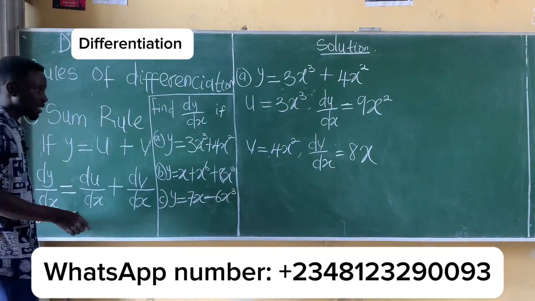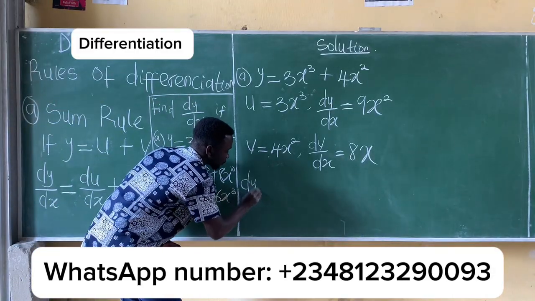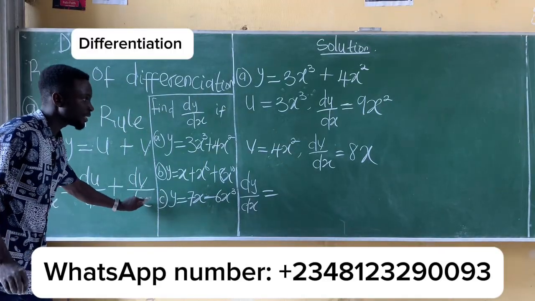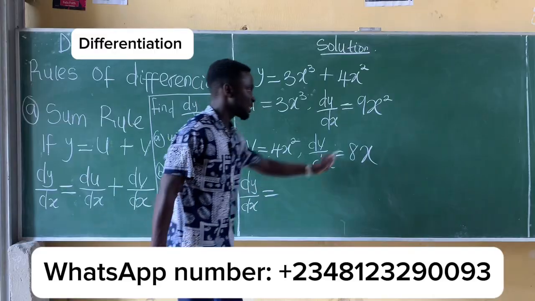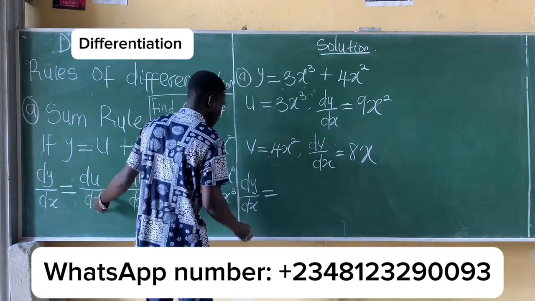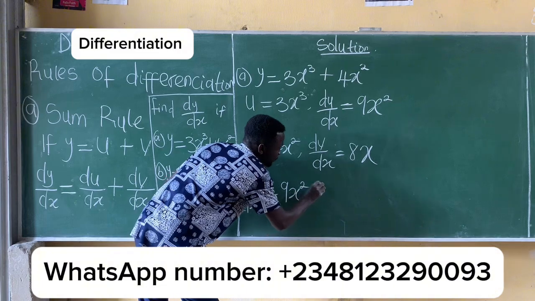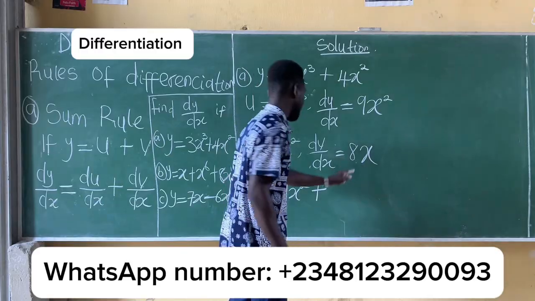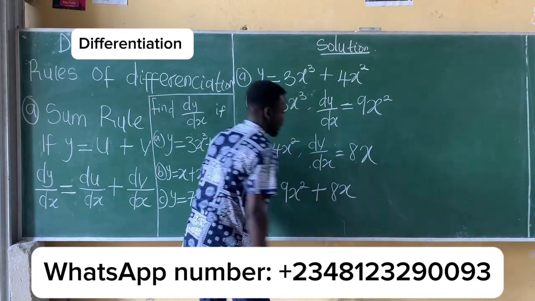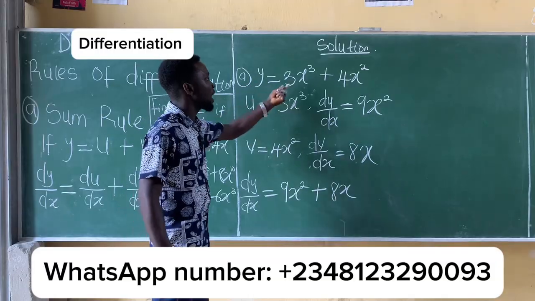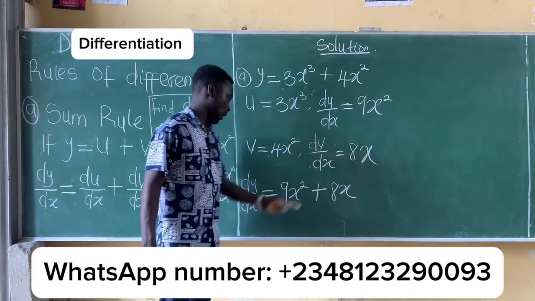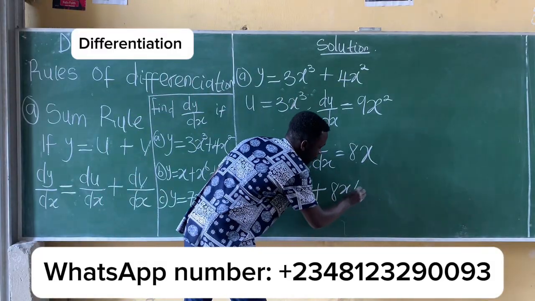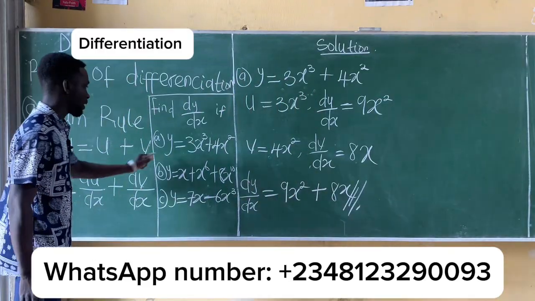So what is the formula for the dy/dx of the sum rule? The formula becomes dy/dx is equal to du/dx plus dv/dx. What is our du/dx? Our du/dx is 9x squared. So in place of du/dx, write 9x squared plus, what is our dv/dx? Our dv/dx is equal to 8x. So this becomes plus 8x. Therefore, if you differentiate y equals 3x cubed plus 4x squared, our dy/dx becomes 9x squared plus 8x. So this becomes the answer to the A part here.